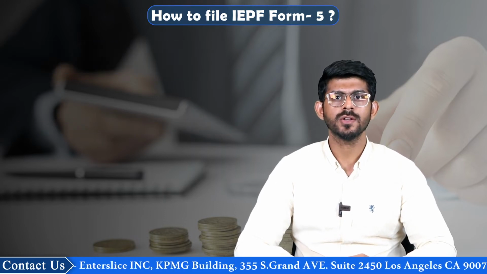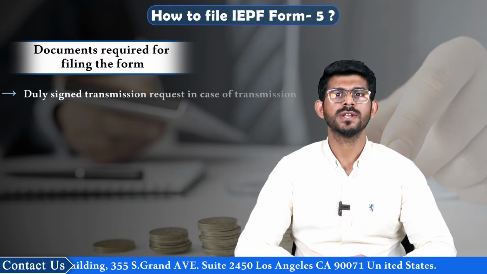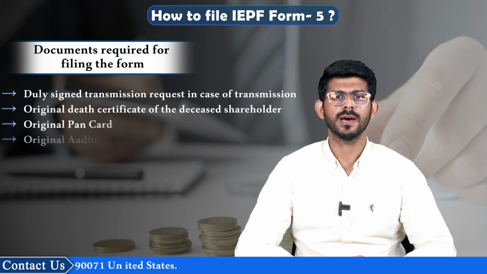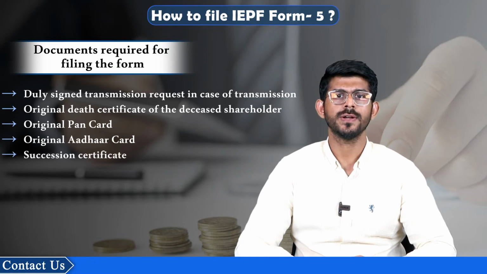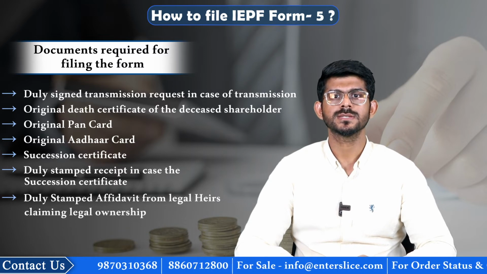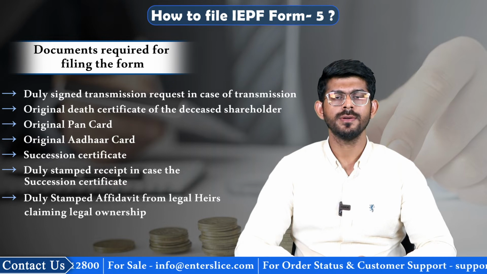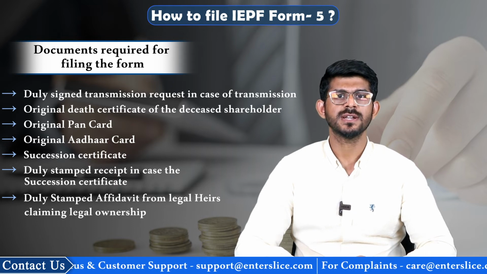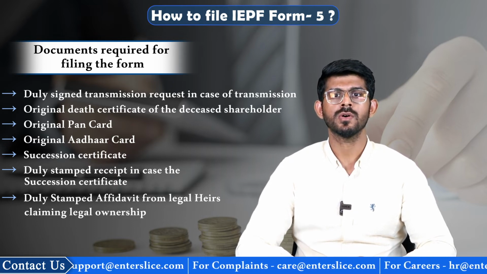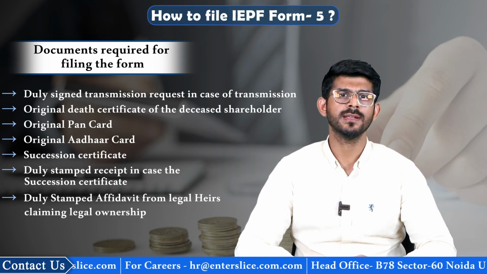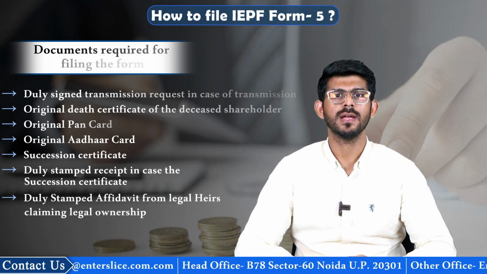Now we will discuss what are the documents required for filing the form. Duly signed transmission request letter in case of transmission, original death certificate of the deceased shareholder, original PAN card, original Aadhaar card, succession certificate, probate of will or letter of administration, duly stamped receipt in case of succession certificate, probate of will or letter of administration is not available. Duly stamped affidavit from legal heirs claiming legal ownership to the securities. Original indemnity bond, copy of FIR in case of loss of securities containing information of security holders and folio number. Original share certificate, interest warrant, dividend warrant, application number or any other document giving details to proof of entitlement. Self-attested copy of passport. In the case of non-resident Indian and foreigners, a copy of overseas citizen of India and person of Indian origin card.